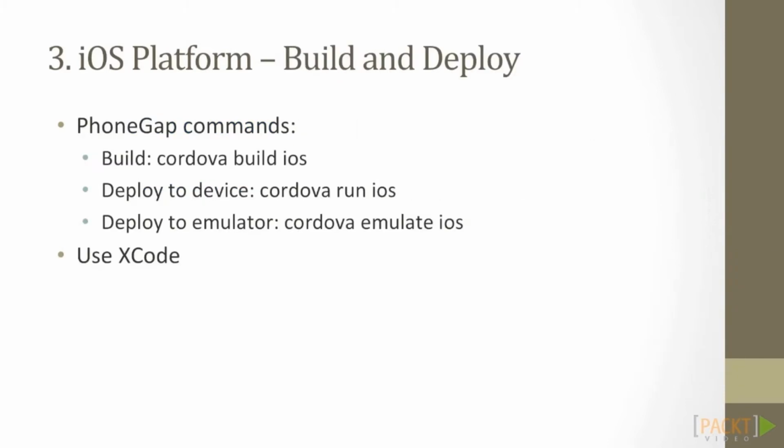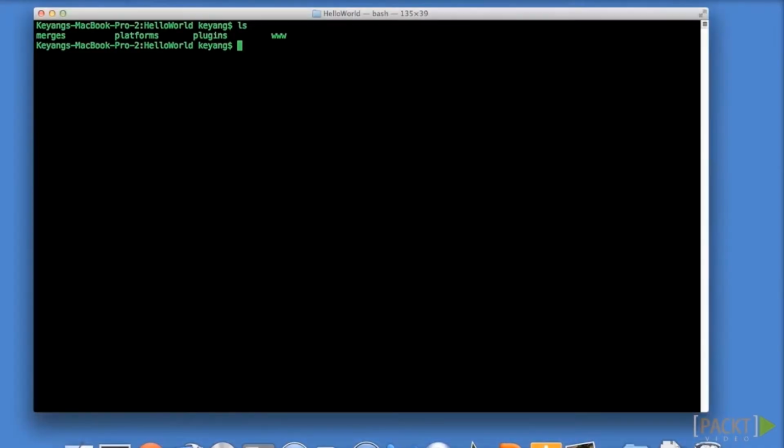Here we have two options to build and deploy the app. The first is to use the PhoneGap command introduced in the last video, and the other is to use Xcode. To keep it simple for future courses, we use Xcode. Go to the Platforms folder and then the iOS folder. Open the Xcode project file.